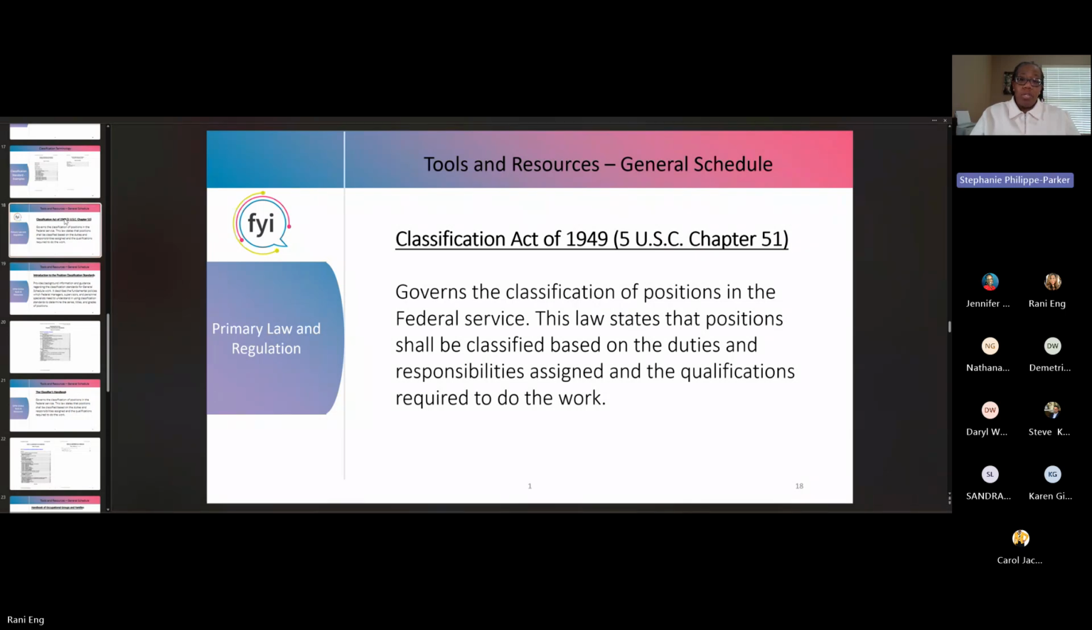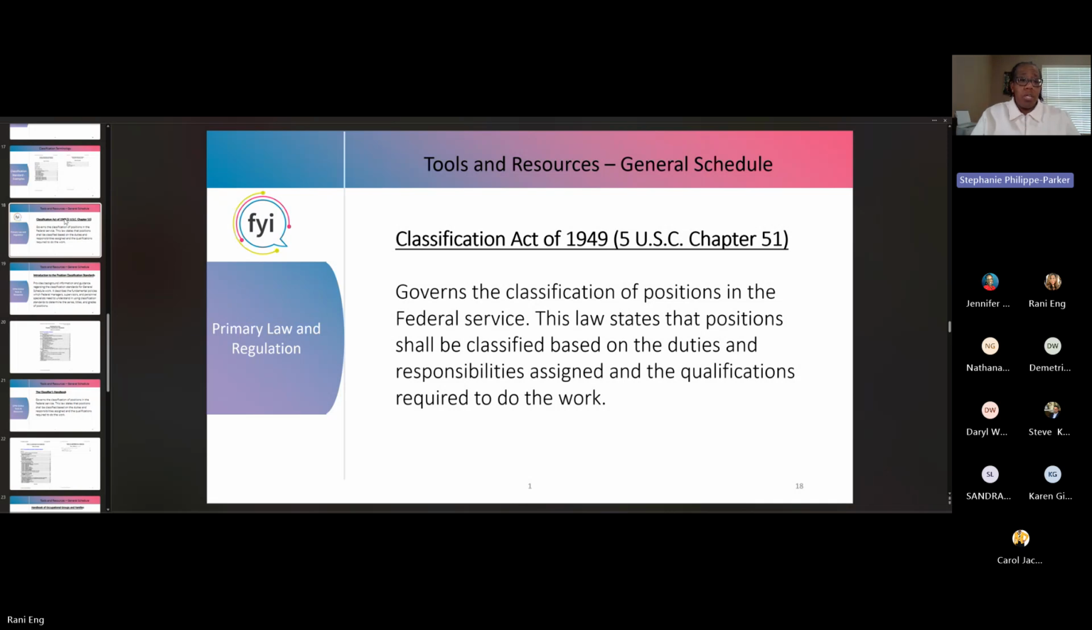All right, so we just defined and sort of went over what a classification standard is and what it's utilized for. However, classifiers have a few other tools and resources that are provided by OPM to help us do our job. But before we get into specifics, it's important to sort of know how classification is governed.